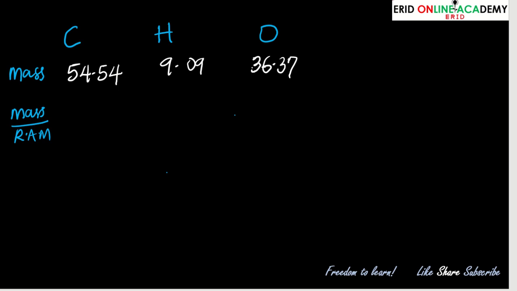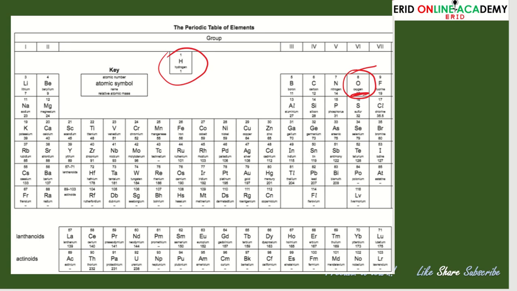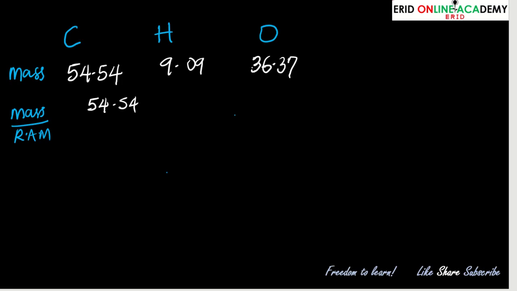So let's go ahead to divide. What is the relative atomic mass of carbon? Referring back to the periodic table, your carbon has 6 as the atomic number and 12 as the relative atomic mass. So let's go ahead to divide. This will be divided by 12.